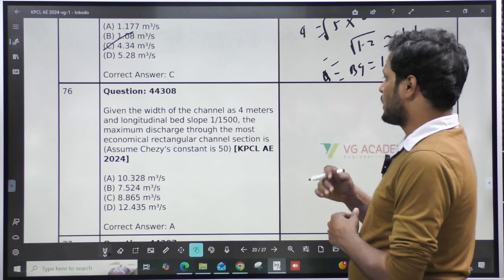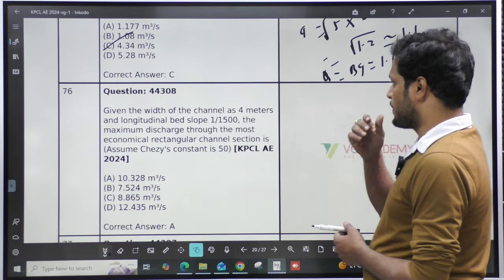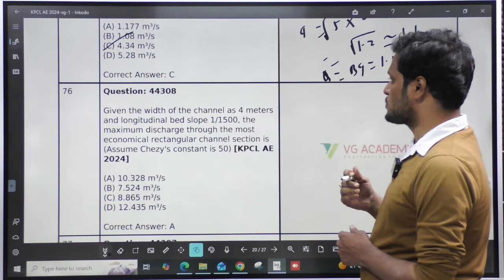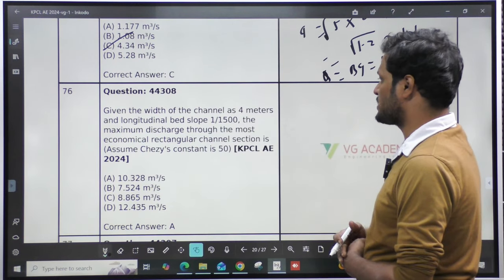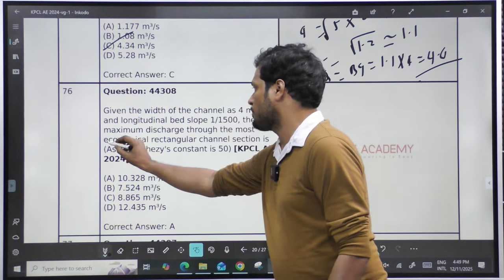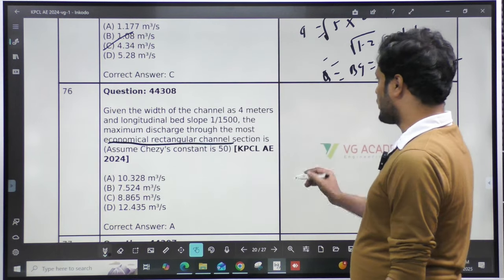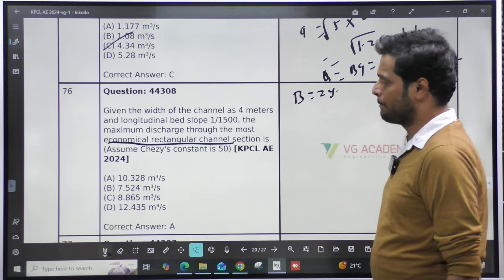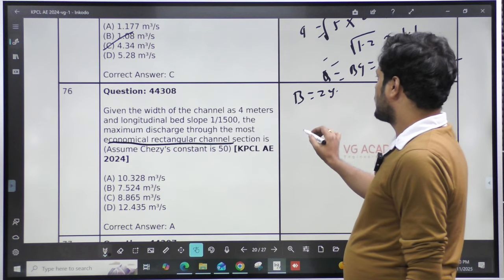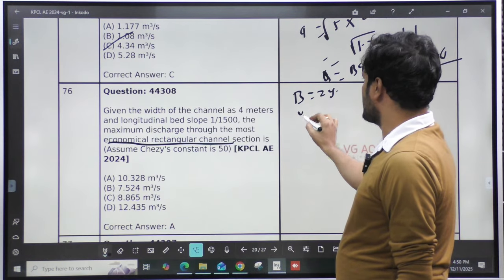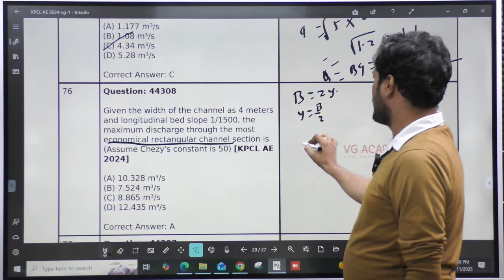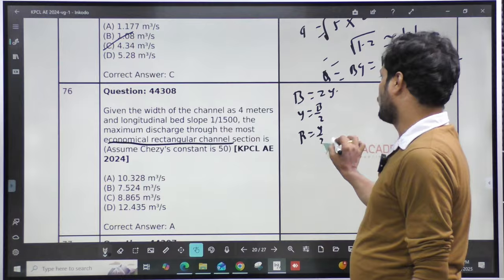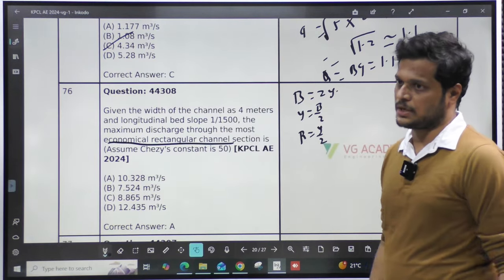Given the width of the channel as 4 meters and longitudinal slope is 1 in 500, the maximum discharge through the most economical rectangular section is... Most economical rectangular section. So for most economical rectangular section, B is equal to 2y. So y is equal to B by 2 and R is equal to y by 2 for most economical channel.